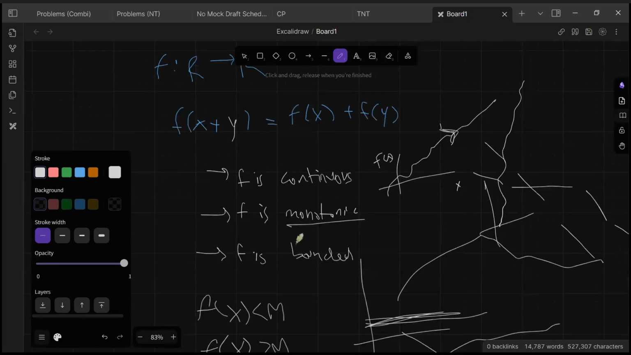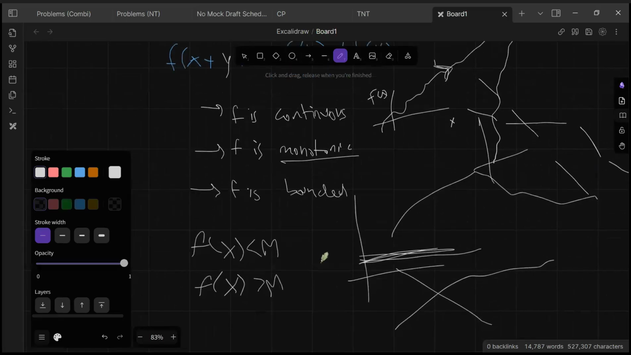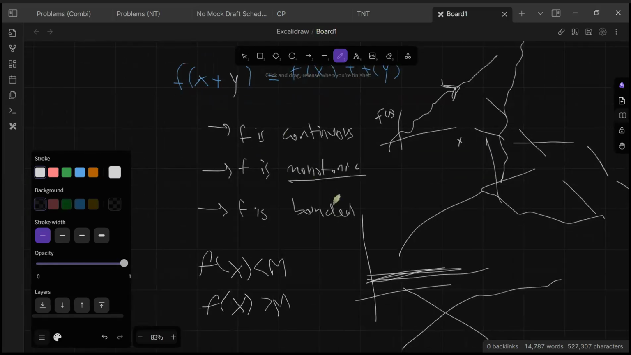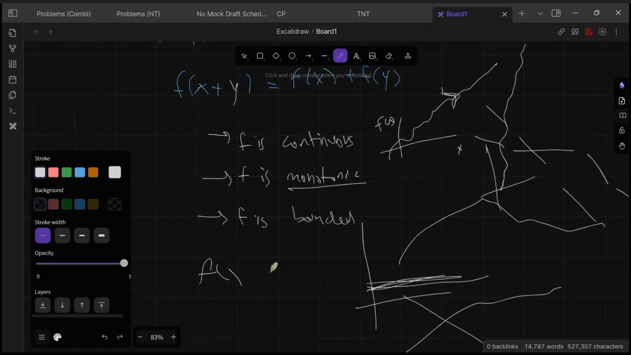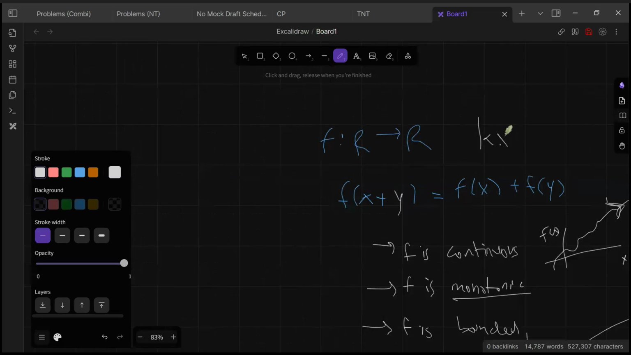But kx isn't bounded, right? Yes, kx is not bounded. So it is not a solution. Oh wait, sorry, I didn't mean f is bounded. I did mean f is bounded, but okay, how do I explain this? Of course, for f going from R to R, kx is not bounded, but kx is continuous and kx is monotonic. So I don't mean to say that all three of these conditions must hold. Any one of these conditions holding is sufficient to say that f of x is going to be kx for x.